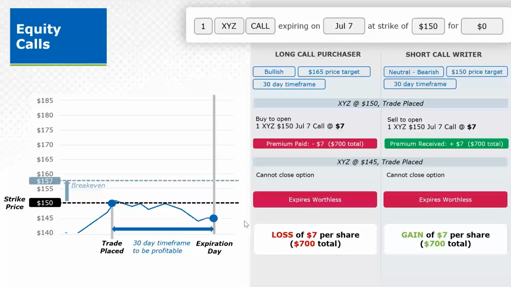And let's say in this example, the underlying stock XYZ at expiration is now at 145. In this case, the call option will have no value. It expires worthless. The long call purchaser, who had a bullish outlook on the stock, experiences a max loss of $7 a share, and the short call writer gets to keep the full premium received of $7 a share, and it expires worthless, so nothing needs to happen.